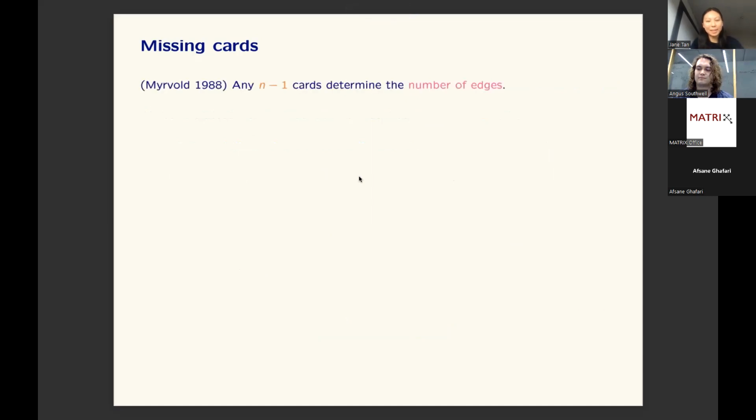The reason I note that is we have this result that n-1 cards determine the number of edges. It's then easy to deduce that n-1 cards determine the degree sequence in pretty much the same way as we saw in our example. We just look at the card and subtract the edges we see from the total number of edges that we know. When we are missing one card, that's not really an issue because we have the handshaking lemma, that twice the number of edges is the sum of the degrees. So we can use that formula to find out the last degree that we're missing. That's fine.